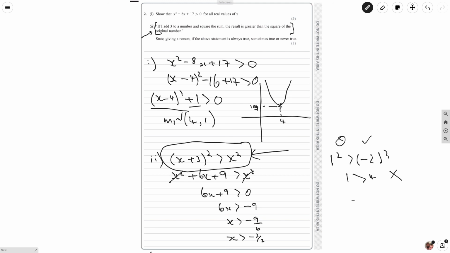Really what we've just proved there is by picking one number that works and one number that doesn't work, you're proving that it's sometimes true. So this is the final answer, that it's sometimes true. Again, you probably want to write some words to explain which numbers you've tried. But really, by solving the algebra, it tells you which numbers to pick.